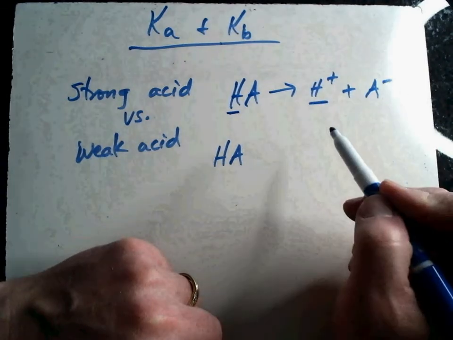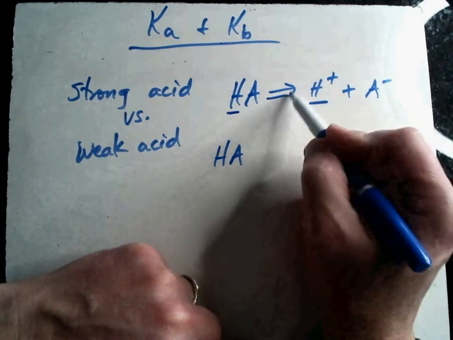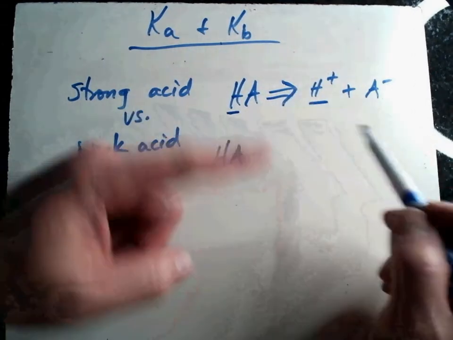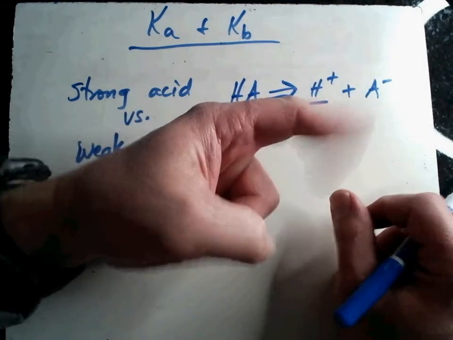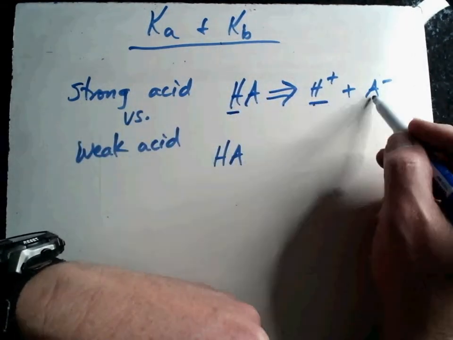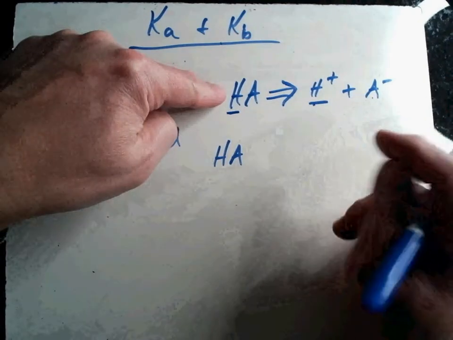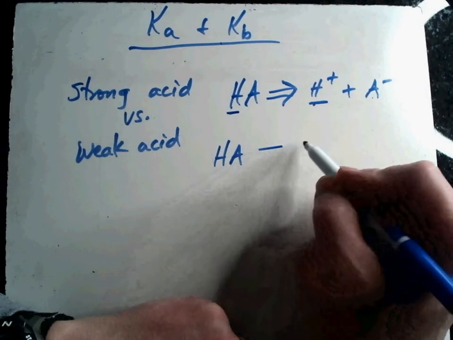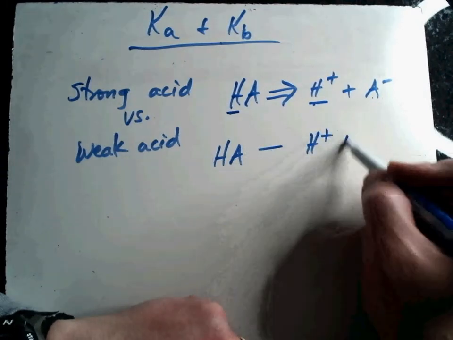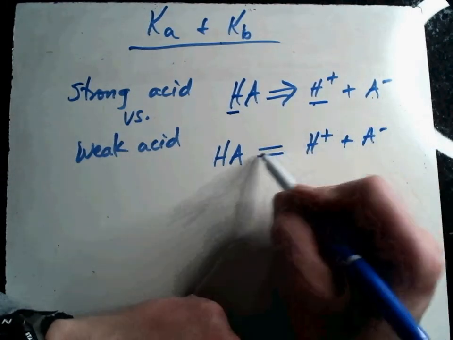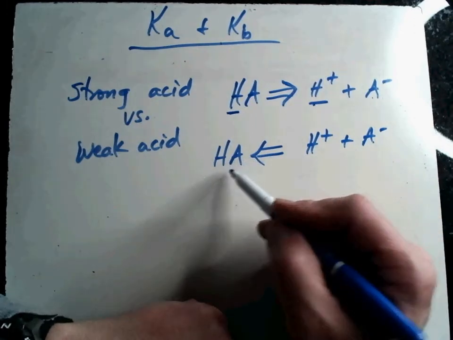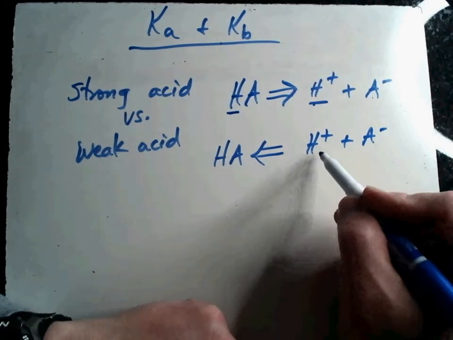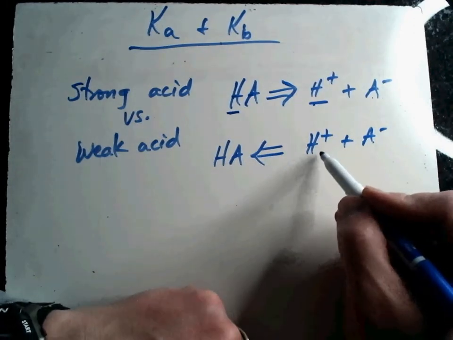Okay, here's the deal. If it's a strong acid, it goes 100% in that direction. As soon as you drop this in water, all you have is ions. There's no molecular form anymore. On a weak acid, it's the opposite. H plus A minus, it's going to really hang out over here in molecular form. Very few, a small percentage, 1, 2, 5% of these molecules go that direction.